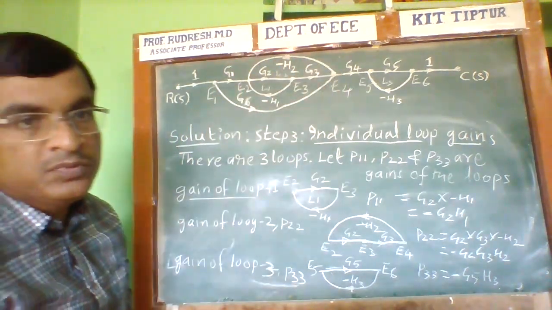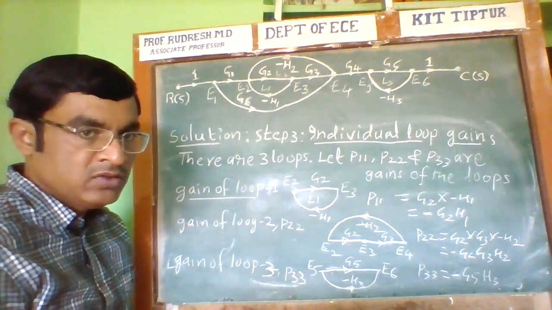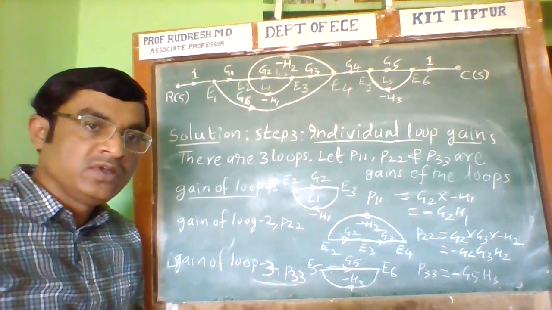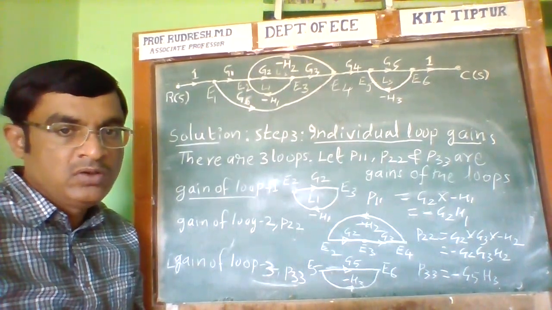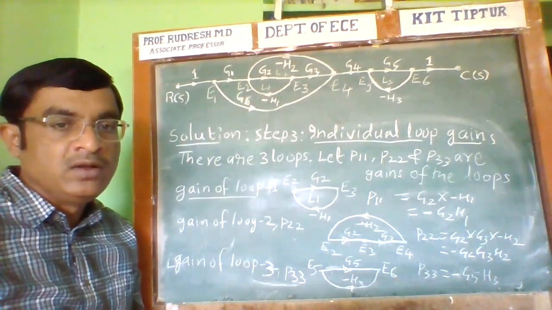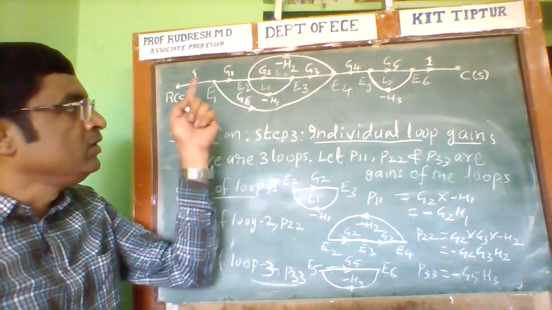That is not a loop. That is also not a loop. So identification is also very important while calculating the transfer function using Mason's gain formula. If loop identification is wrong, I will get a wrong delta value. That is why you must identify the proper way.